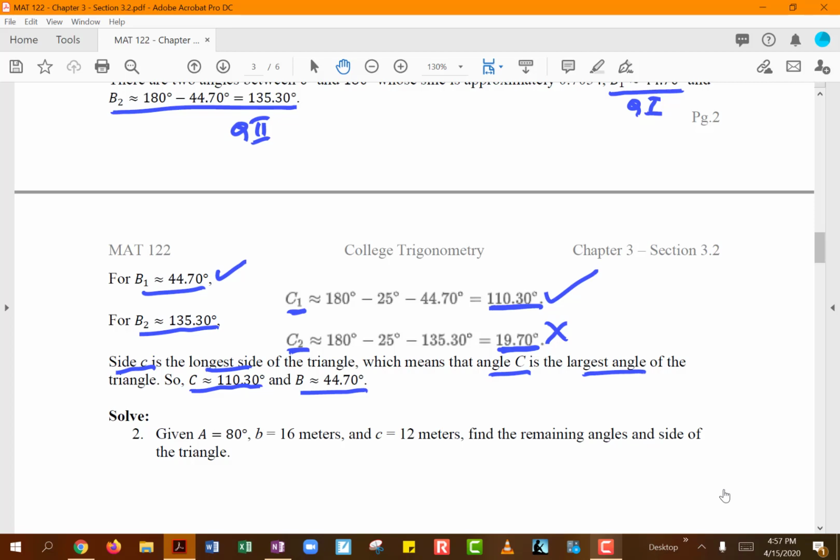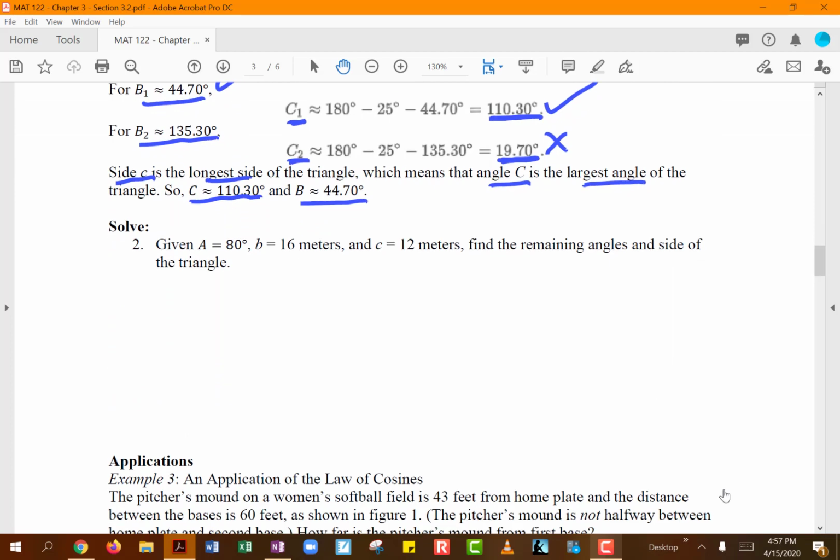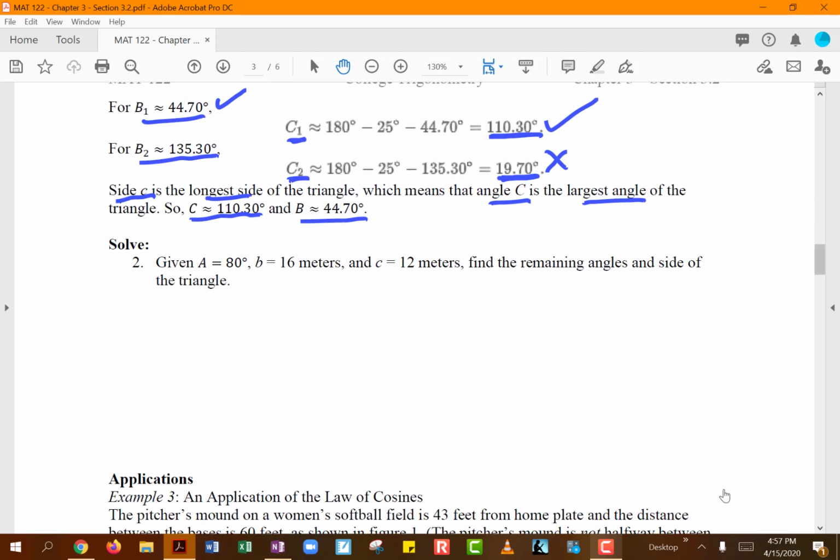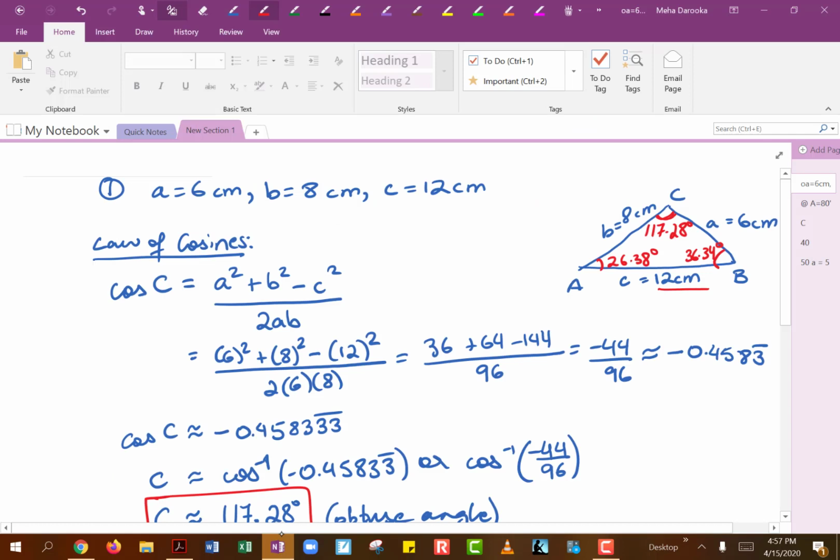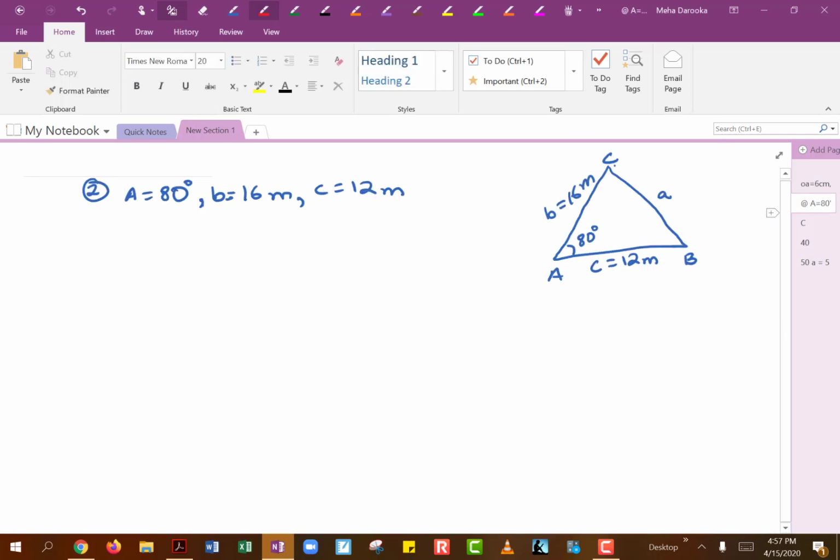Okay, so let's take a look at our example over here. We are given A is 80 degrees, side B is 16 meters, side C is 12 meters, and they're asking us to find the remaining angles and sides. So let's start by finding our third side, the A side.